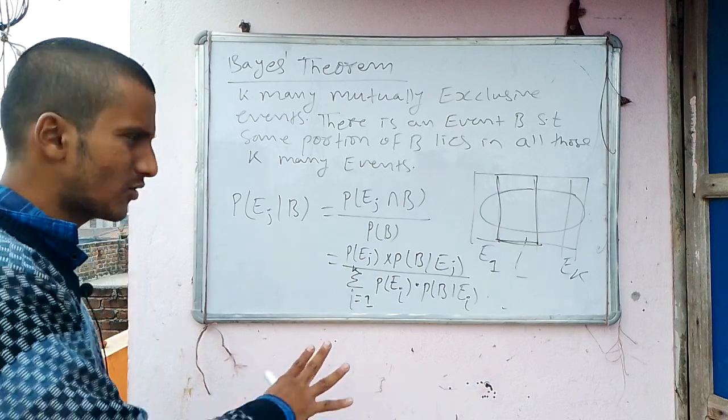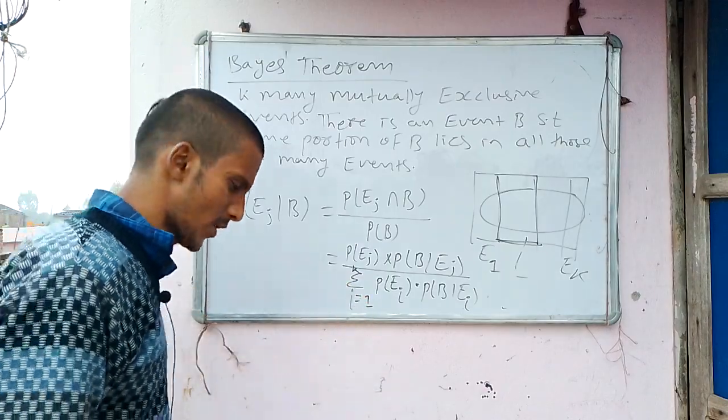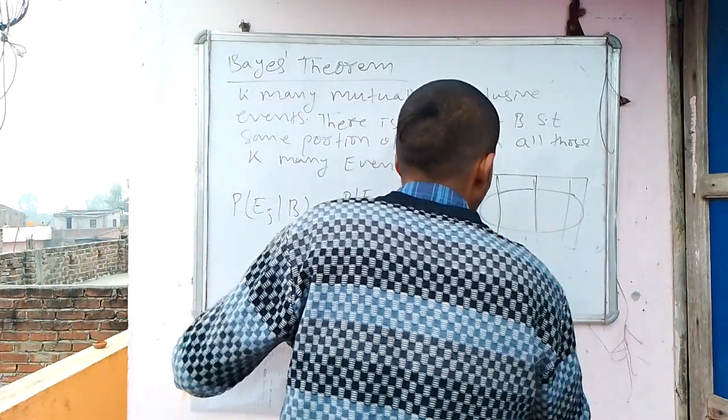So does that make sense? Now this is what the Bayes theorem is. Now does the Bayes theorem make sense? Let me repeat again what the Bayes theorem says.